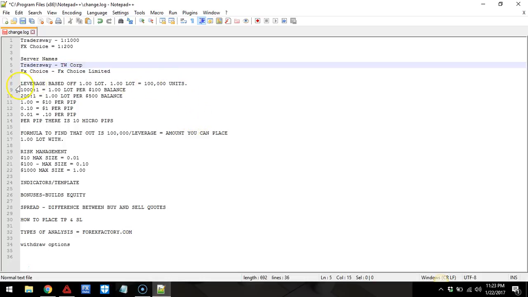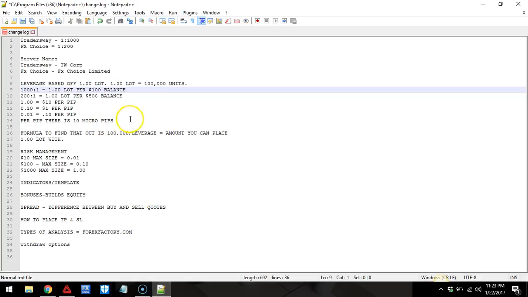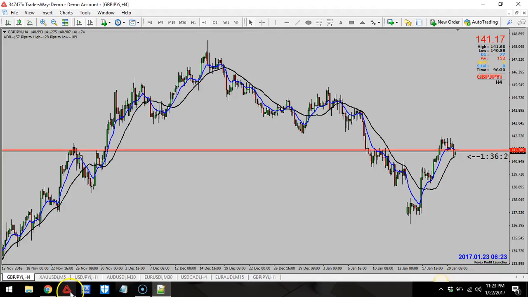Now, when you're placing a trade, you get certain lot sizes, which determine how much money per pip you get. Now, 1 pip equals 10 micropips. Alright? 1 micropip is 1 movement in the market. I'll show you right now.